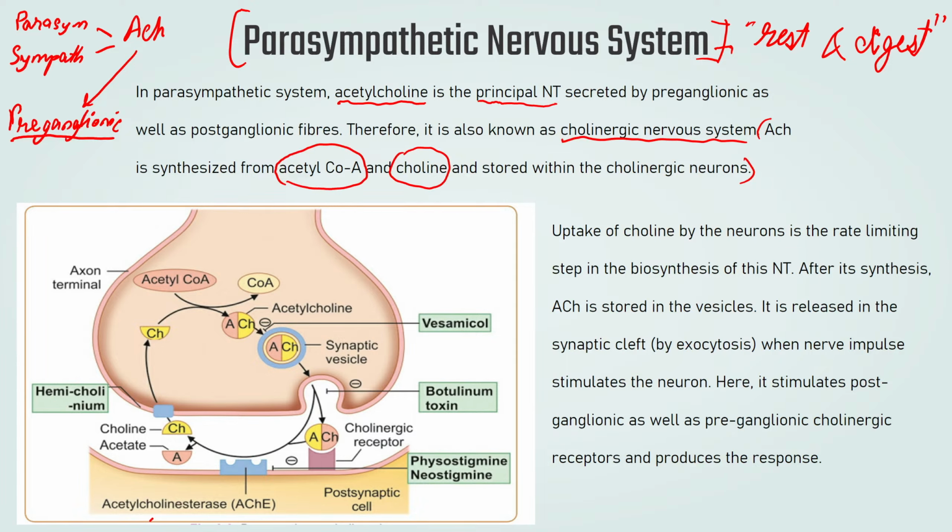Now, how is it synthesized? First, acetyl coenzyme A is taken up into the neurons. Choline will be taken up within the cholinergic neurons. This uptake of choline is the rate limiting step in the biosynthesis of acetylcholine, which means that this step will determine the rate at which acetylcholine is synthesized in our body. Now, this step is inhibited by hemicholinium.